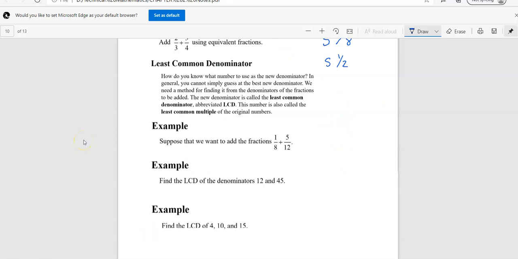Okay, so a least common denominator. How do you know what number to use as the new denominator? Well, we want to use the least common denominator, but there's other things that we could use. It doesn't always have to be the smallest one we can find, but the best strategy is to find the least common denominator. So suppose that we want to add the fractions 1/8 and 5/12. Well, this makes it more difficult because these numbers are not the same. So I want them to be the same so that I can add them together.